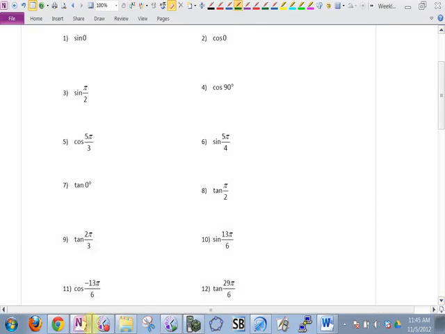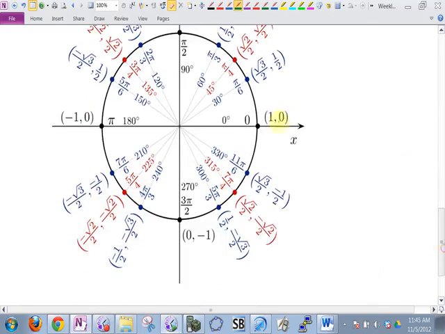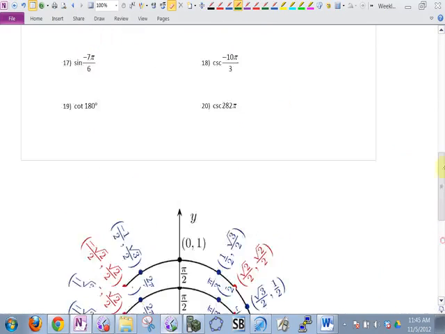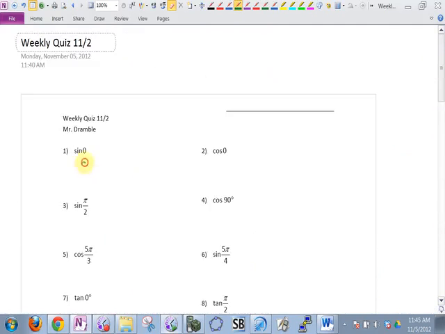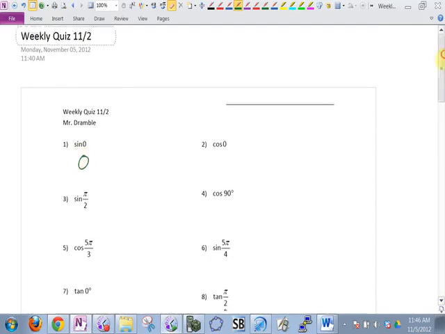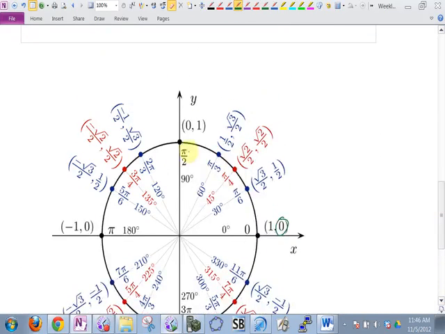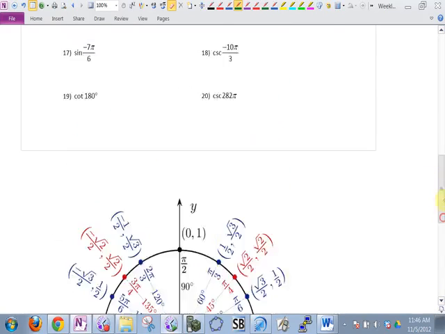What's the sine of 0? Well, sine is the y coordinate, so it is 0. Okay. What is the sine of pi halves? Here's pi halves. Sine is the y coordinate, and that is 1.